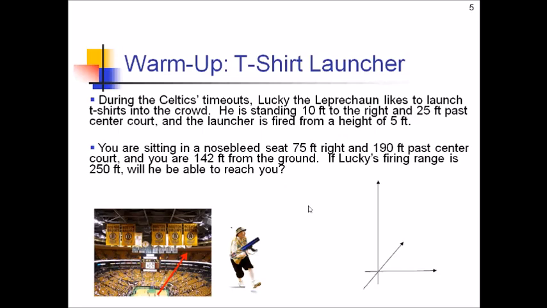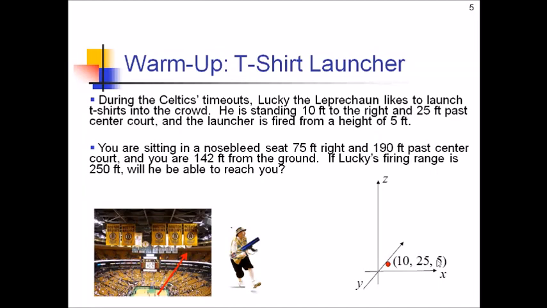So here's the setup. We still have an X and a Y axis, but these have been kind of flattened and pressed into the ground. Out of the ground, we now have a third dimension rising up with a Z axis. Lucky is firing from the point 10, 25, 5. So we're adding a third dimension in our points here. We now have an ordered triplet instead of an ordered pair.